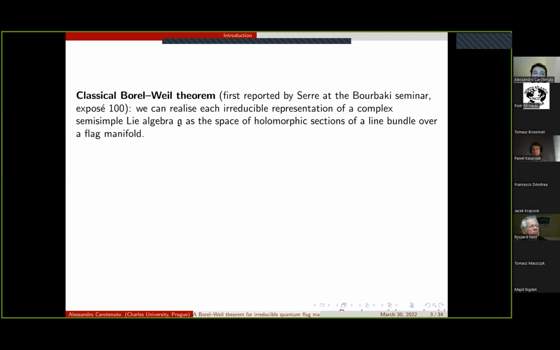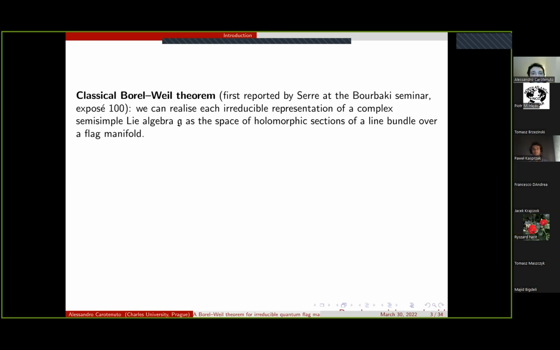So let's start with the classics. The Borel-Weil theorem is a pivotal theorem in geometry, in particular in that branch of geometry which is known as geometric representation theory. That is none other than the school of thought that if we think of a Lie group as a geometric object, then we should be able to realize all the representation theory with some geometric construction, involving in particular the differential structure of the Lie group.